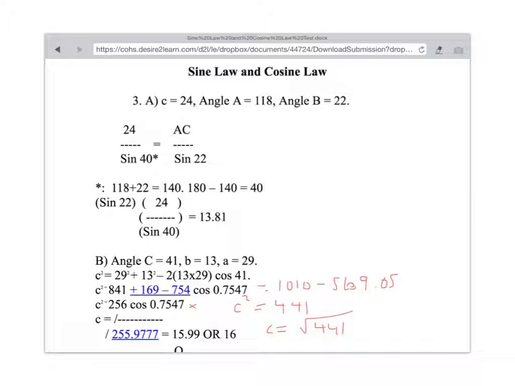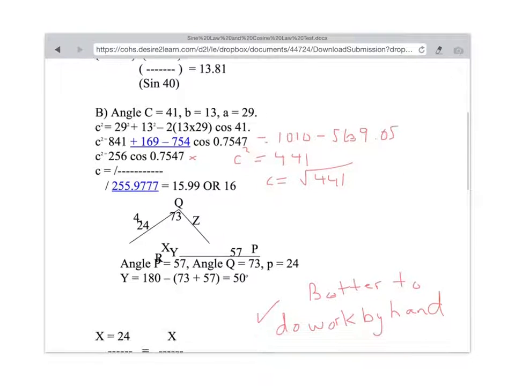So question 3A was correct. Question 3B, I just want to point out a mistake that you're making, and when you're doing cosine law, trying to find an unknown side, you seem to be making this mistake each time.